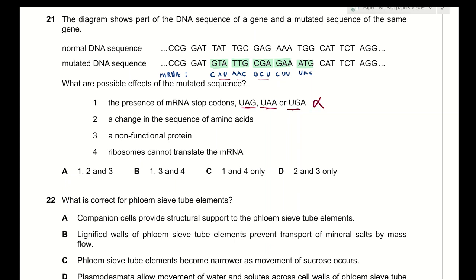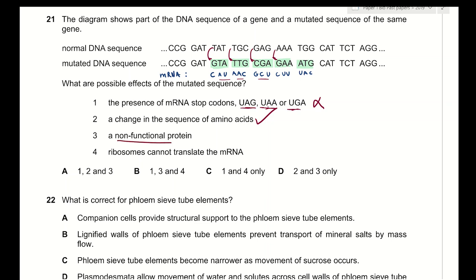2. A change in the sequence of amino acids. Now, as we all know, a mutation is always the change of sequence of amino acids, and we could see this by here. The sequence have totally changed. Therefore, this is correct. For 3, a non-functional protein. Yes, when the sequence of amino acids have changed, this creates a non-functional protein.